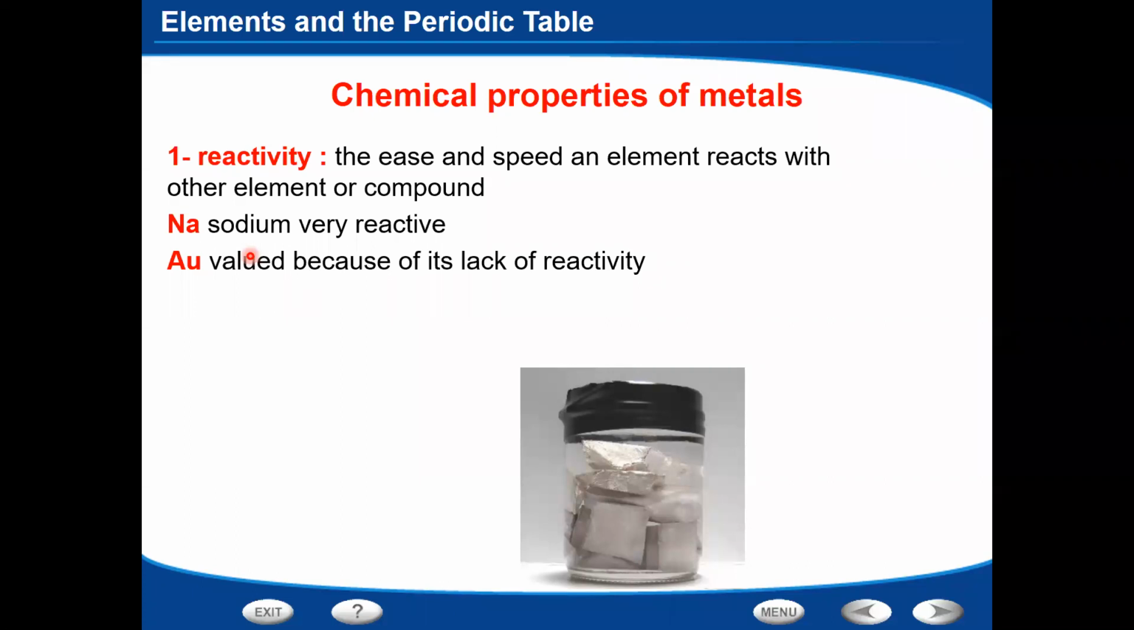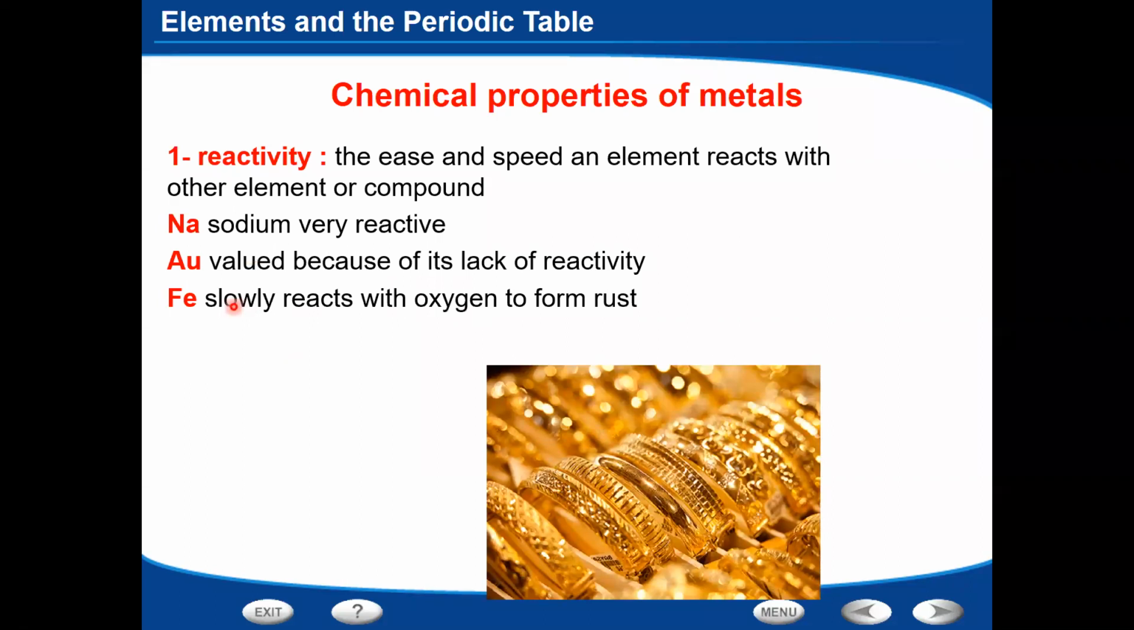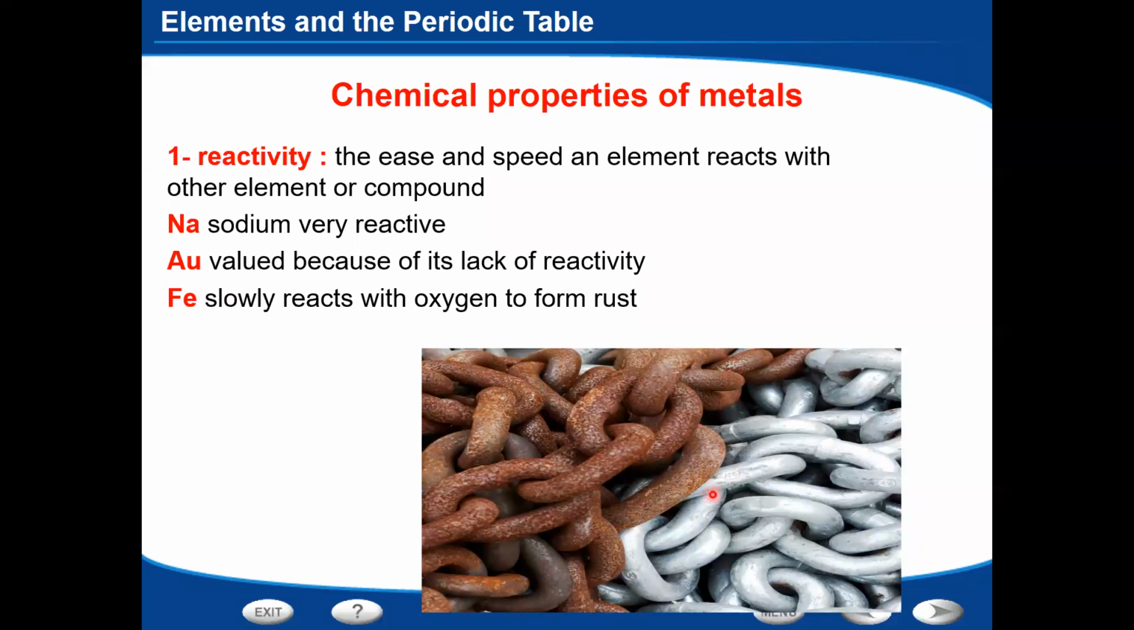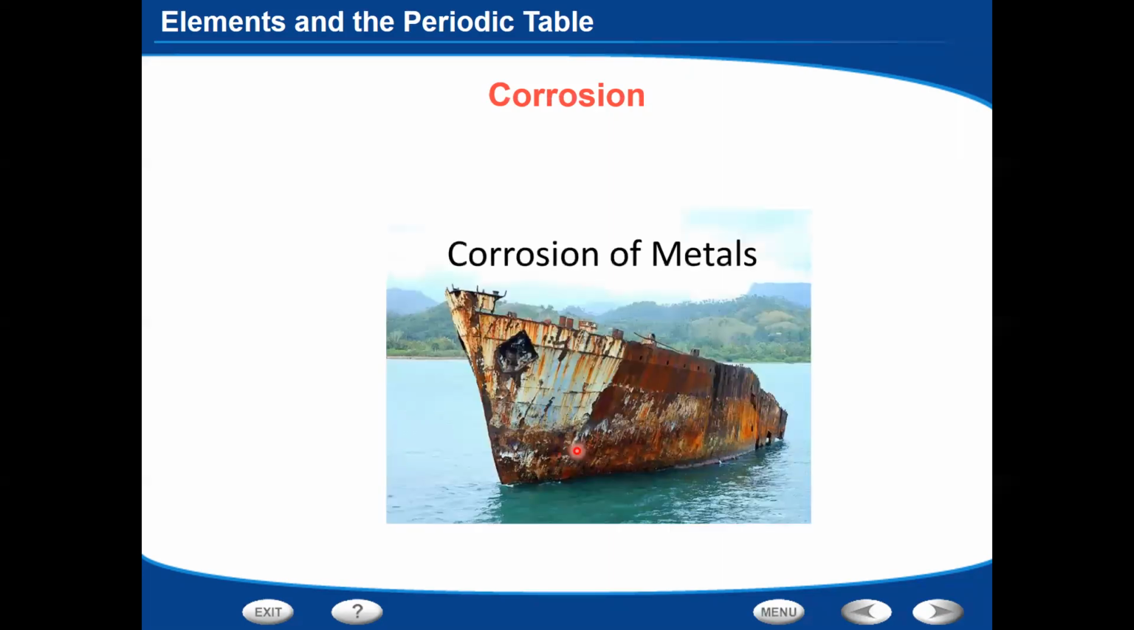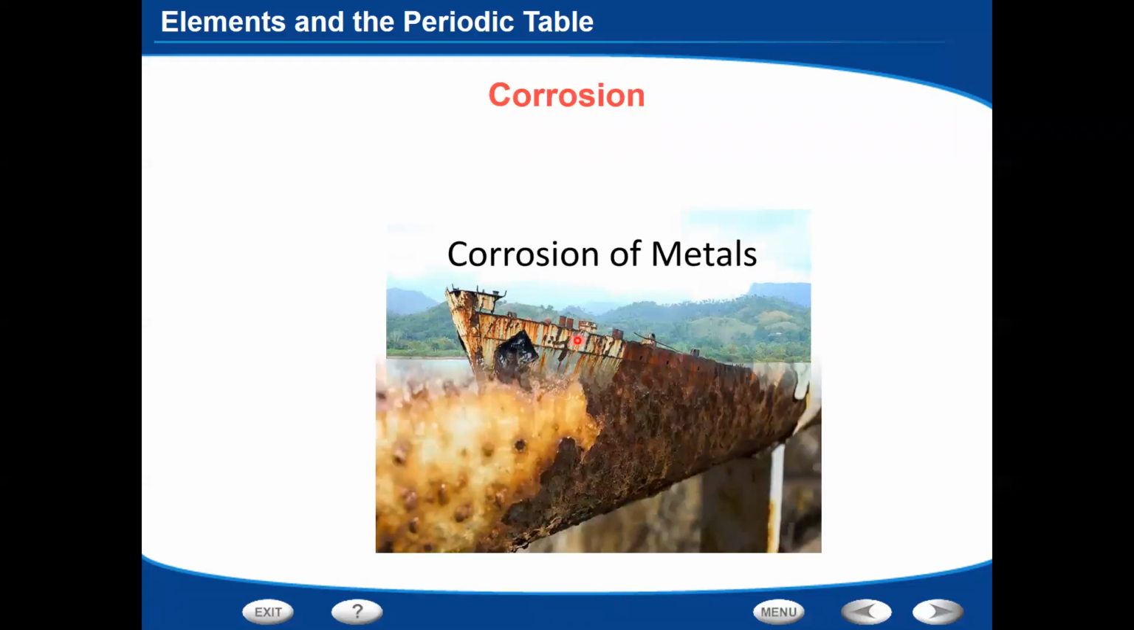You can use gold anywhere, yes? And iron is in between sodium and gold in reactivity. So reactivity means the reaction between the metal and other elements in an easy way. Here, iron reacts with oxygen to form rust. Can you use this rusted iron again? Hard to use it again. Now it's destroyed. This is called corrosion. What's the meaning of corrosion? The destruction of metals.